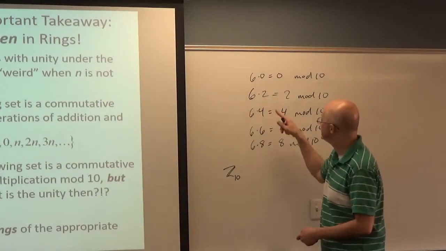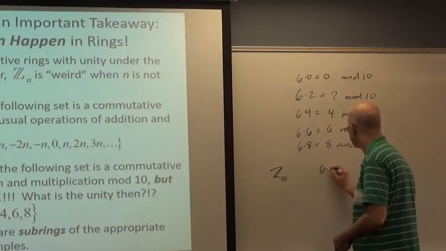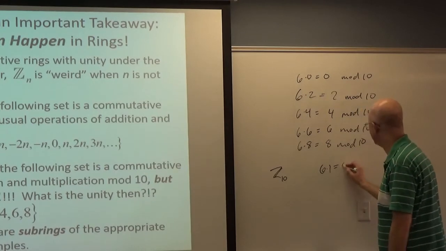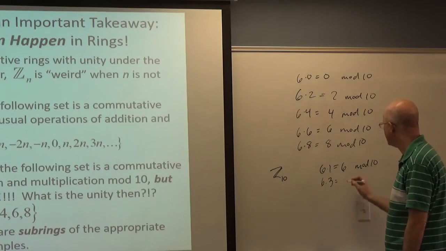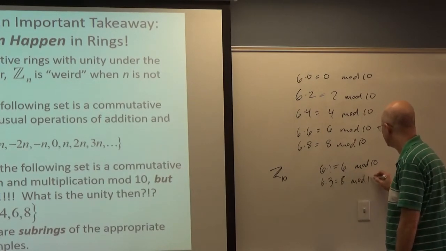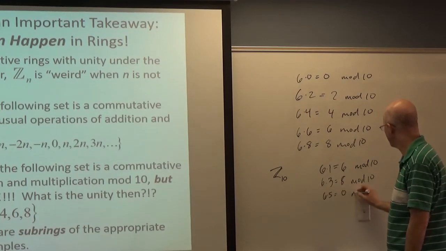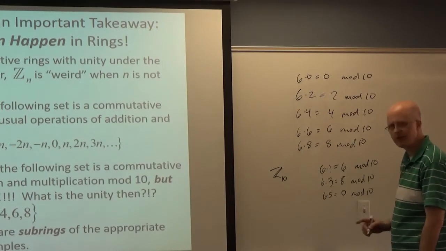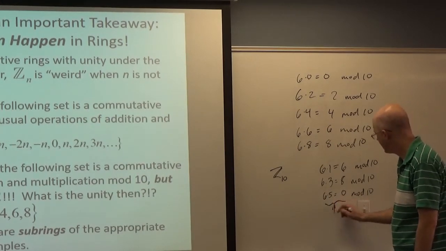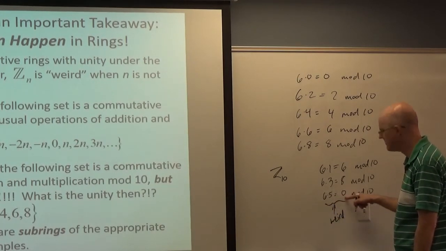No, because 6 only acts as a unity on these numbers, 0, 2, 4, 6, and 8. It doesn't act as a unity on other numbers, like 6 times 1 is not a 1, it's 6. 6 times 3, 18, which is 8 mod 10, not 3. 6 times 5 is 30, which is 0 mod 10, not 5. And there's another weird thing. Two non-zero things multiplying to give you 0? That's weird.